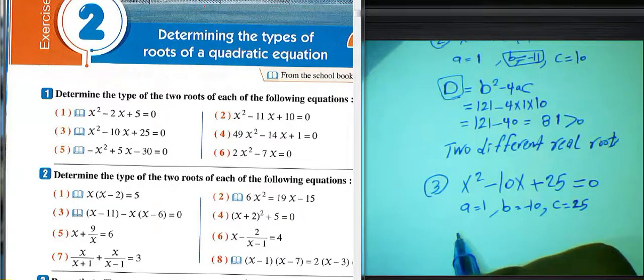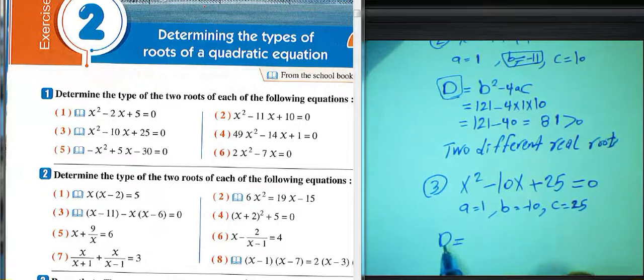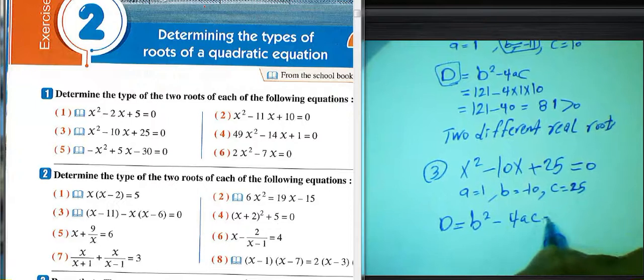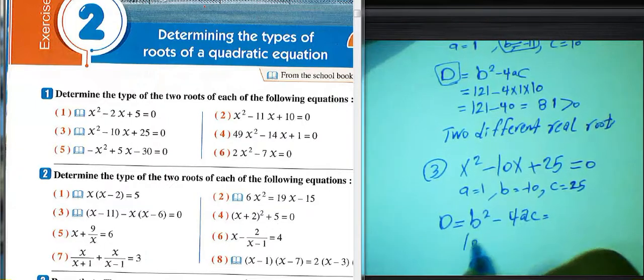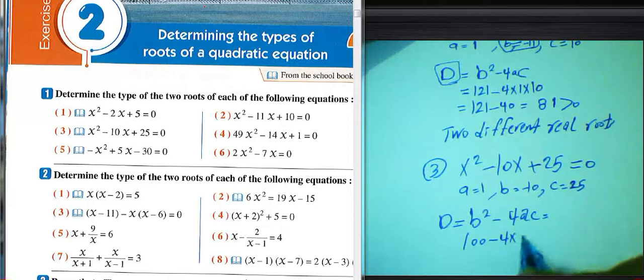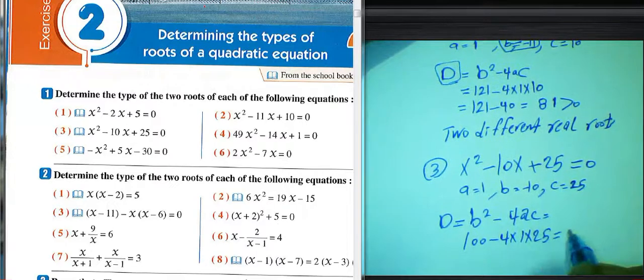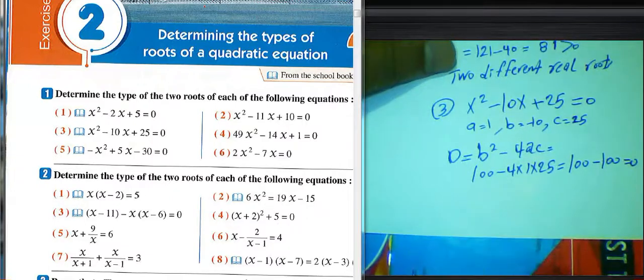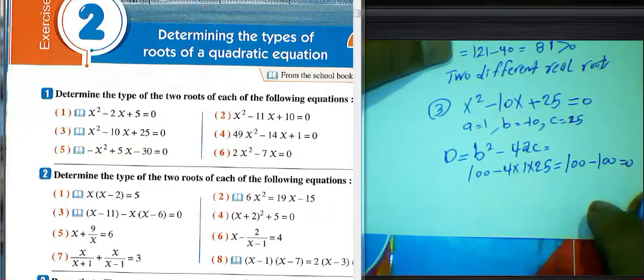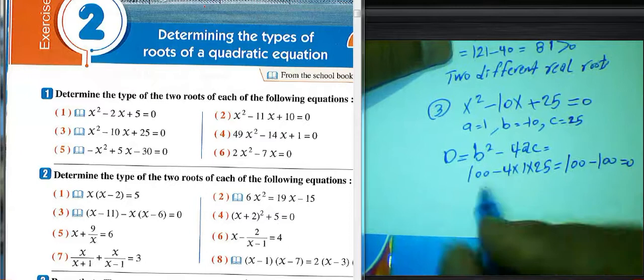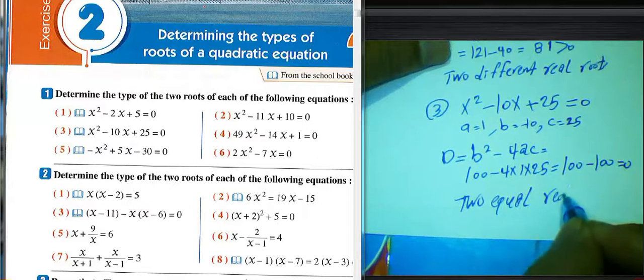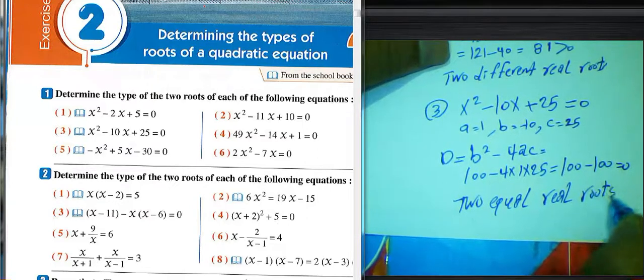So, we will write the discriminant. Discriminant equals b power 2 subtract 4ac. b power 2 is 100, subtract 4 multiply by 1 multiply by 25. The result will be 100 subtract 100 equals 0. So the discriminant equals 0. So we have two equal real roots. Is it okay for you?